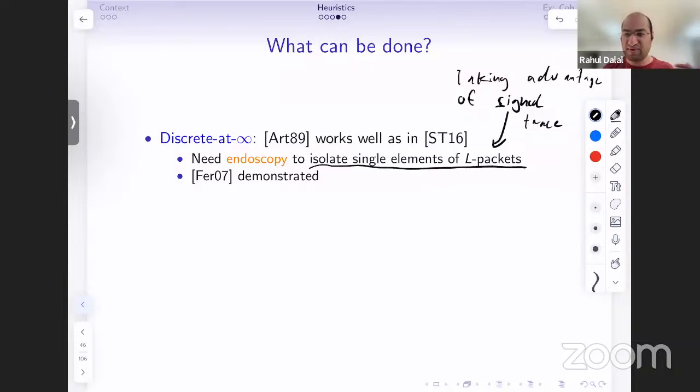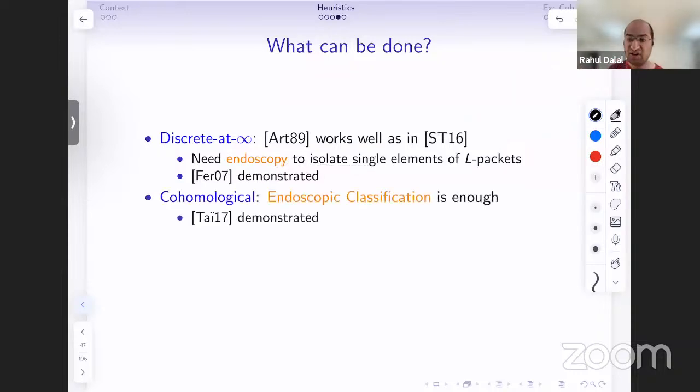And this was demonstrated in a paper by Axel Ferrari in 2007, how to actually work out the cancellations and the exact formalism you use to pick out a single discrete series. So okay, discrete at infinity, as long as you can do these transfers, we have a pretty good theory, and we can answer questions. For cohomological, Olivier Taïbi in his 2017 thesis demonstrated that basically using the endoscopic classification is enough. So he had some complicated induction, and we'll try to explain later in this talk how that induction works to isolate a single cohomological representation at infinity.